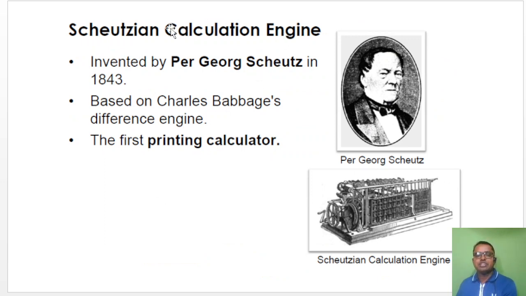Scheutz difference engine. It was invented by Per Georg Scheutz in the year 1843. It is based on Charles Babbage's engine. The first printing calculator. Which is the first printing calculator? The Scheutz difference engine is the first printing calculator. It was invented by Per Georg Scheutz in the year 1843.